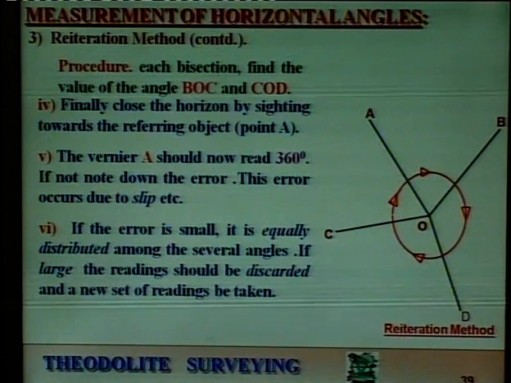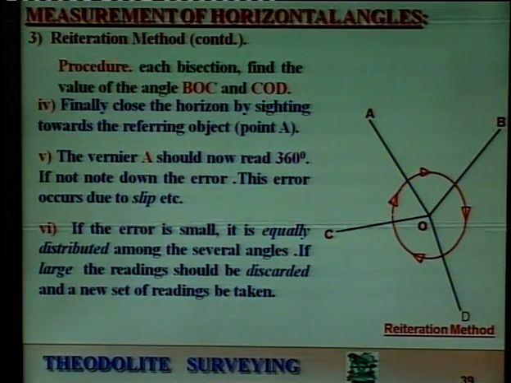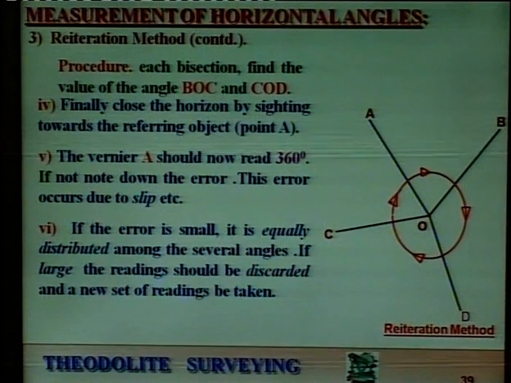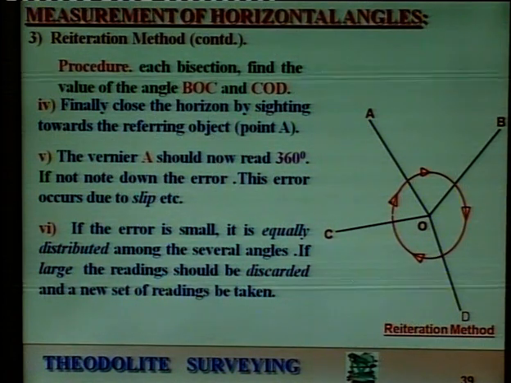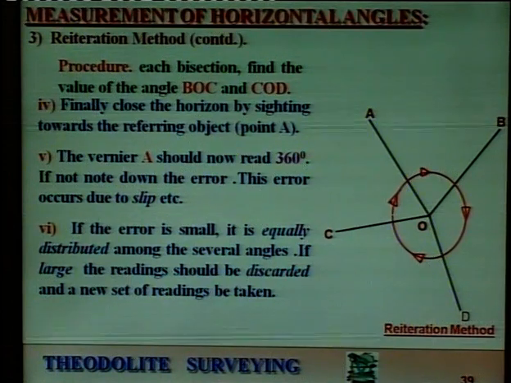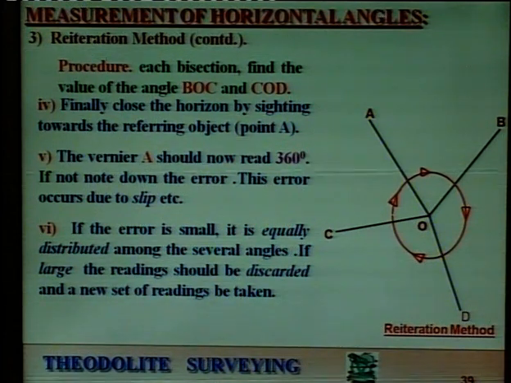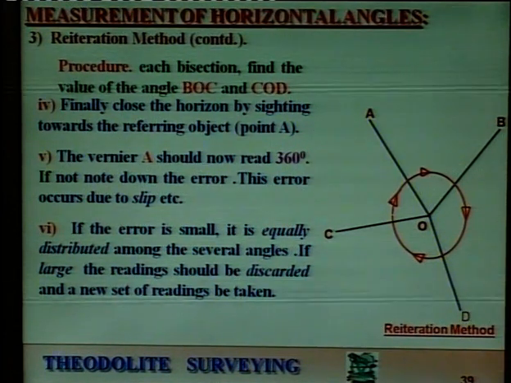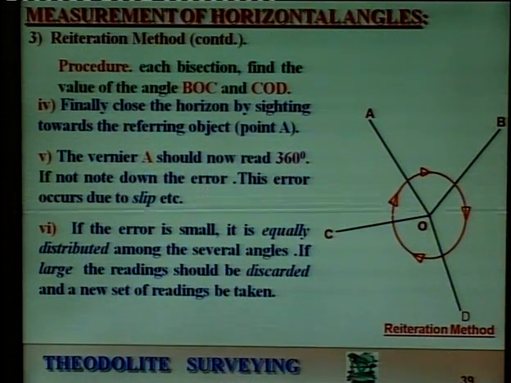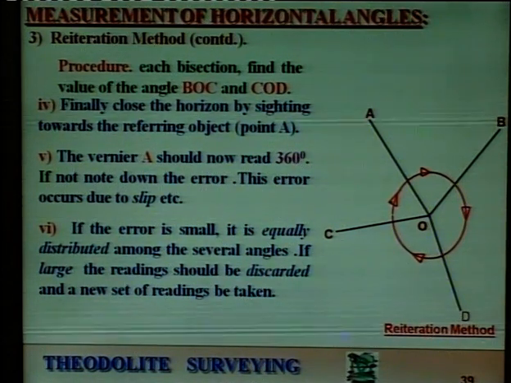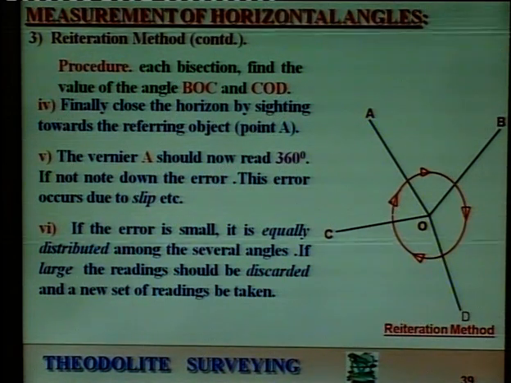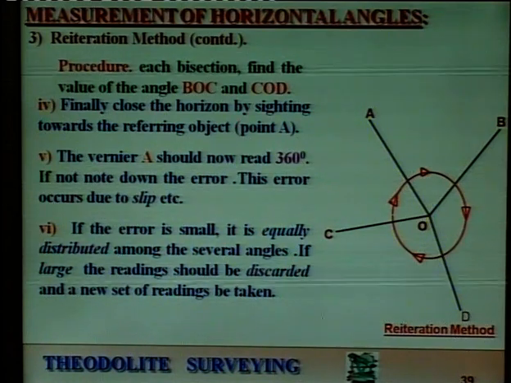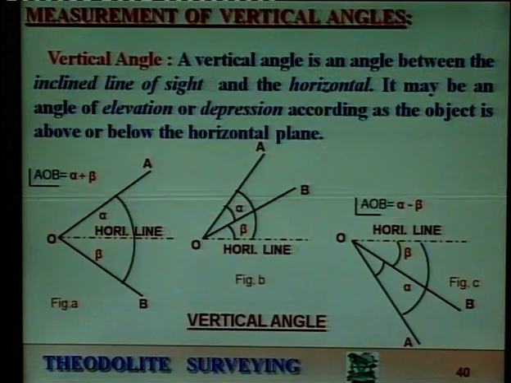Finally, close the horizontal by sighting towards the referring point A. The vernier A should now read 360 degrees. If not, note down the error, which occurred due to slip of the instrument. If the error is small, it is equally distributed among the several angles, and if the error is large, the reading should be discarded. That is, we have to take the reading again. If the error is small, we can distribute the error, and if the error is more, we can discard the readings.